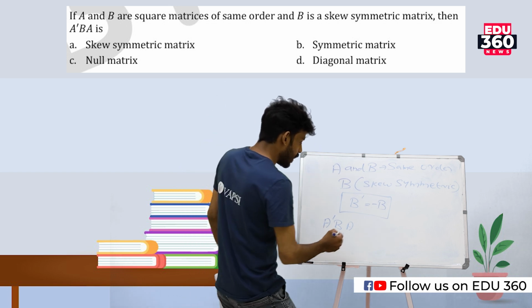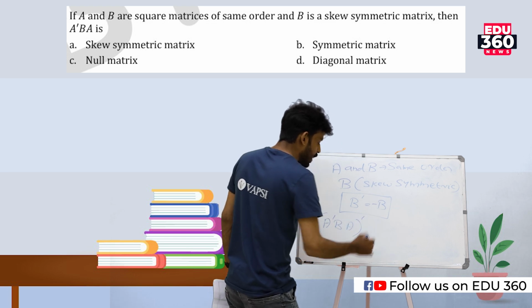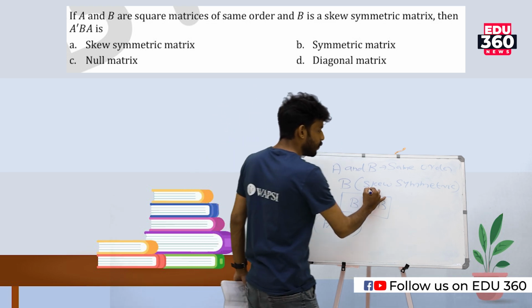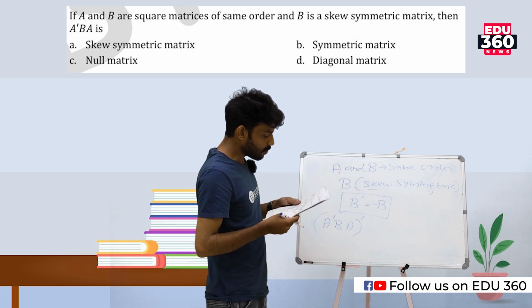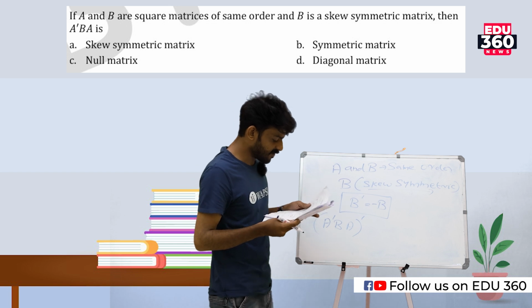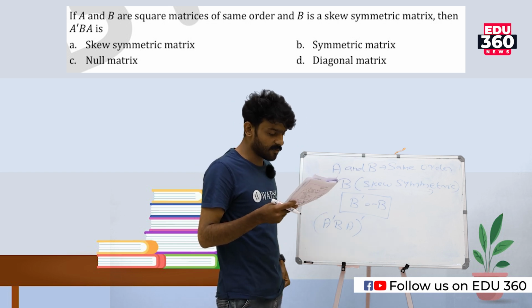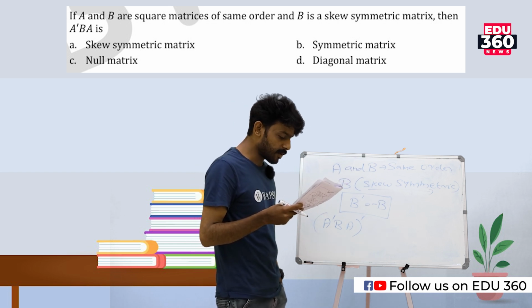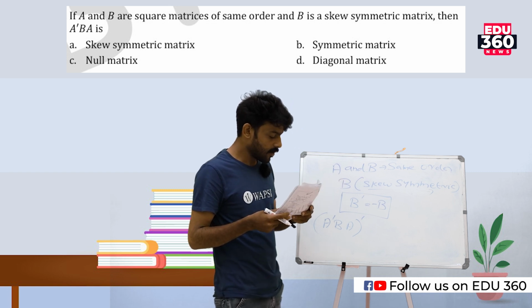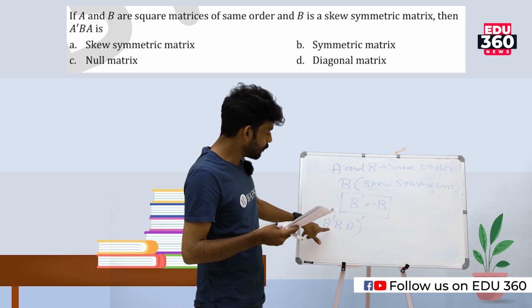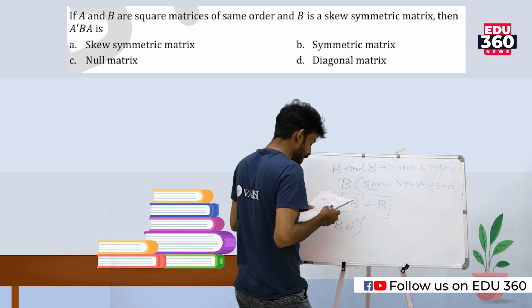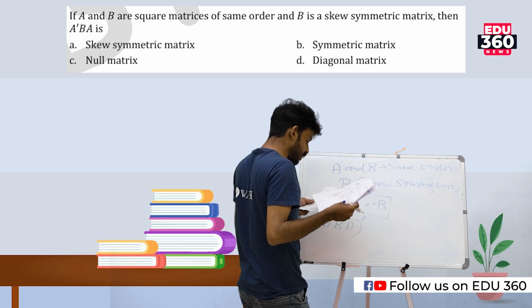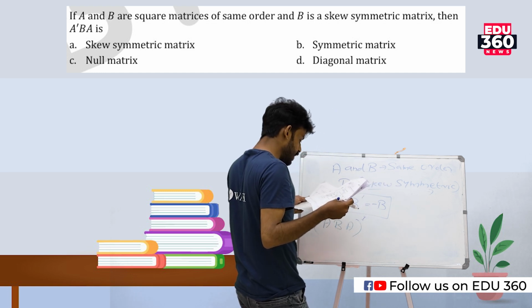First of all, I'm going to take A dash B A, because we know that for a skew symmetric matrix, B transpose is equal to minus B. Look at the options: the first is skew symmetric matrix, second is symmetric matrix, third is null matrix, and fourth is diagonal matrix. Now I'm going to take the transpose, that is, (A transpose B A) whole transpose.